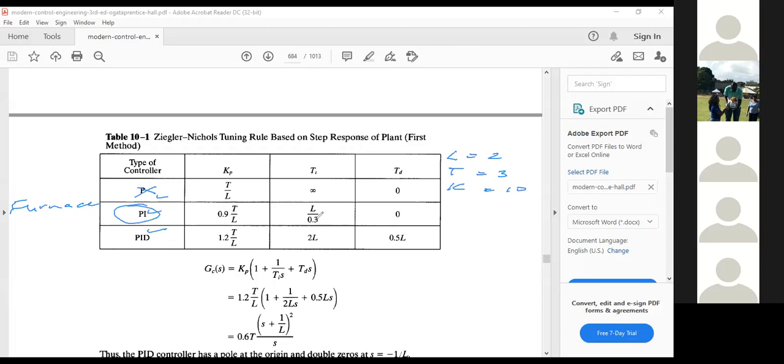So PI. Now our KP is equal to 0.9 times T, which is 3, over L, which is 2. That's 1.35, and times 0.9 is 1.45, if my head still works, and it's not necessarily working.